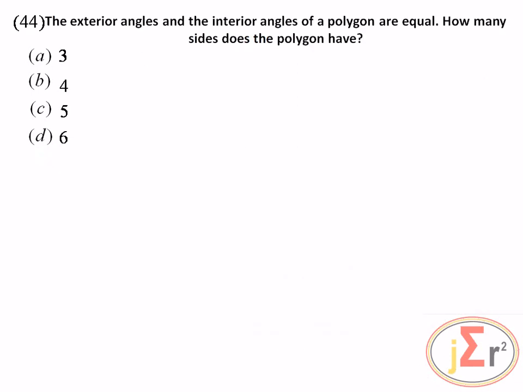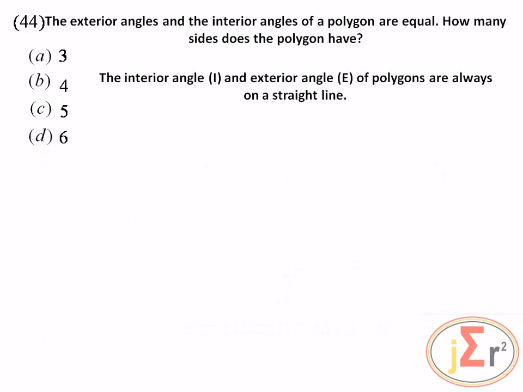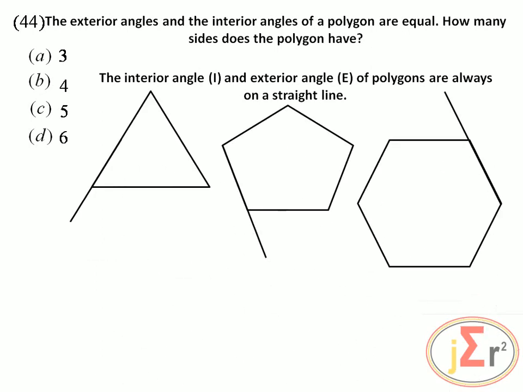The exterior angles and the interior angles of a polygon are equal. How many sides does the polygon have? The interior angle I and the exterior angle E of a polygon are always on a straight line. So you have your interior, exterior, straight line. Your interior angle and your exterior angle are always on a straight line. That means they have to give 180 degrees.